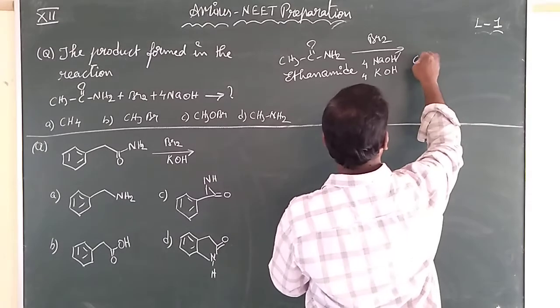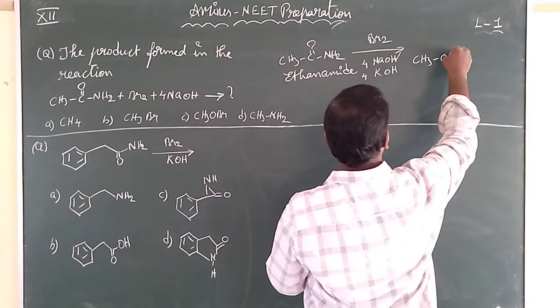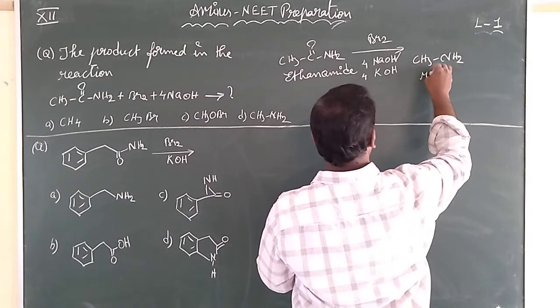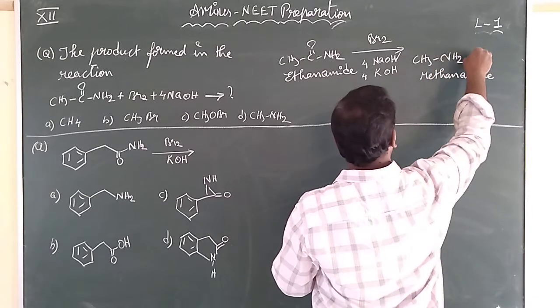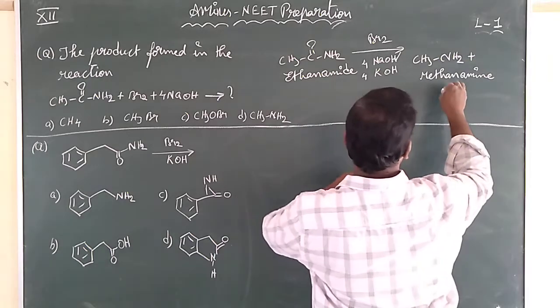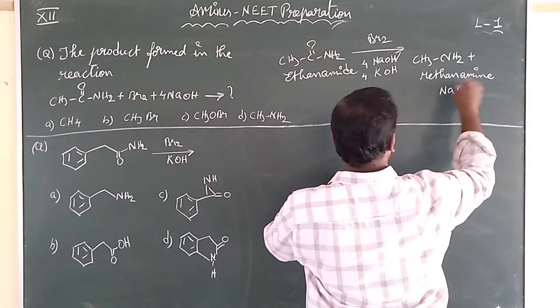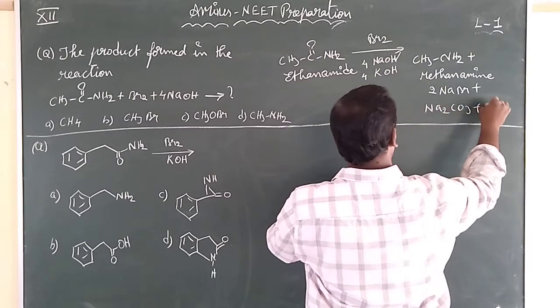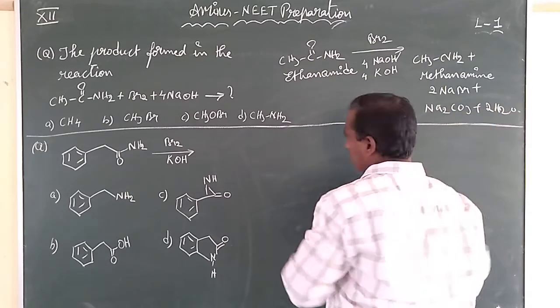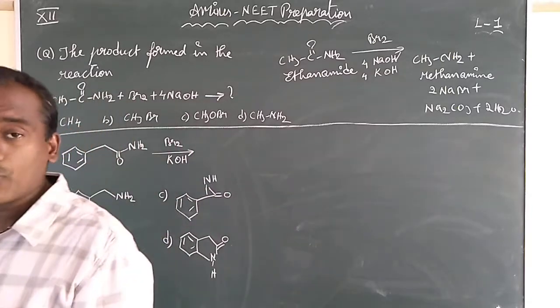The product will be CH3NH2, meaning methanamine, plus byproducts. You know what the byproducts are? 2NaBr plus Na2CO3 plus 2H2O. The names are also very easy, but come to the application.